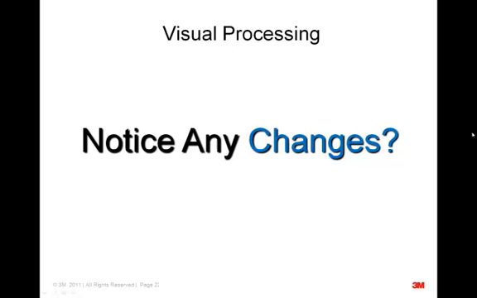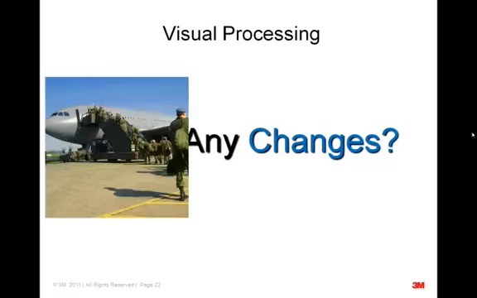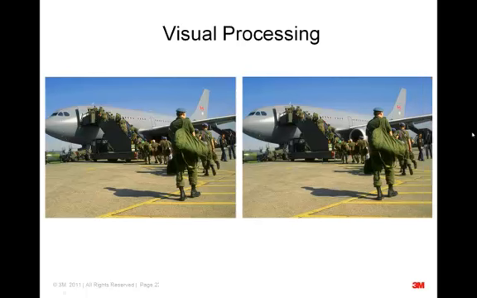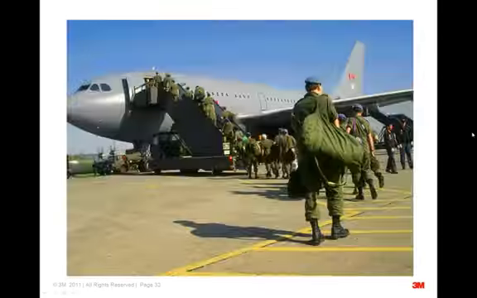Did you notice any changes? Let's look at the two images side by side. If you look carefully at the image on the right, you'll see that the aircraft has a jet engine attached to the wing. Unfortunately for the people in the left image, they're getting onto a plane that's missing the engine. I'll run the sequence again. Pretty easy to spot now that you know the difference.